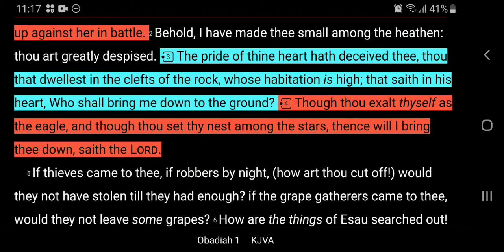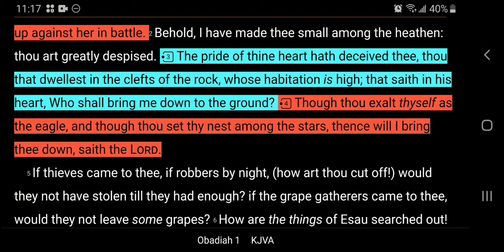Thou that dwellest in the clefts of the rock. Now we just read in Job 30th chapter that they were driven forth from among men to dwell in the clefts of the rock. Okay, whose habitation is high. You saw in Mount Seir in the beginning in that picture that they like to build high architectures. Okay, that saith in his heart, who shall bring me down to the ground? And this is the pride of the so-called white man.